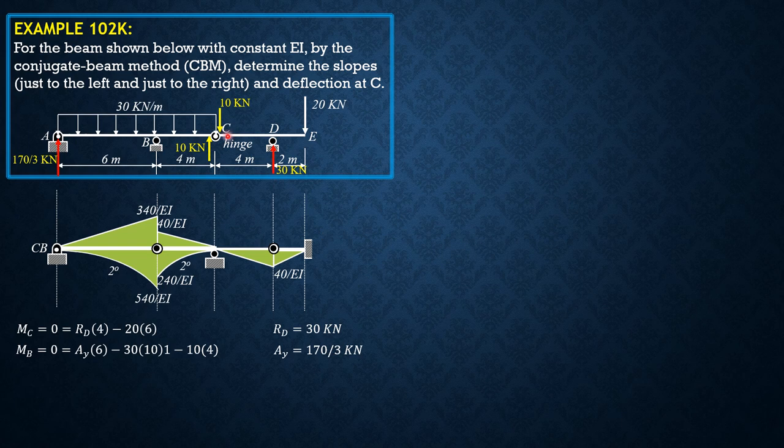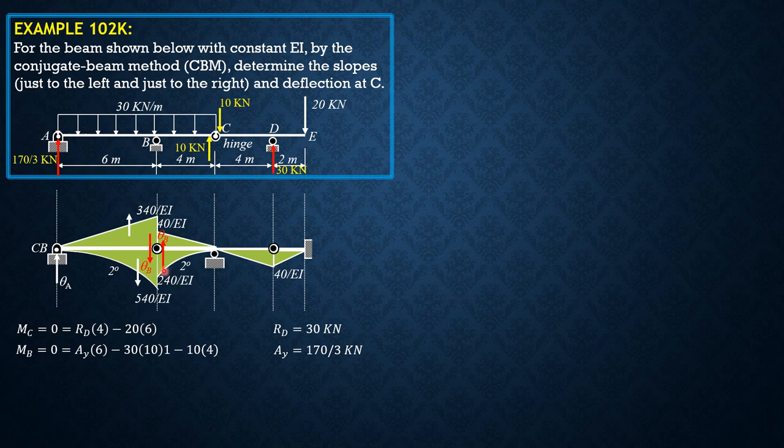Then to solve for the slope just to the left and the deflection at C, we need theta B. But to solve for theta B, we consider AB first. So call that theta A, the positive slope. There's only theta A, there's no deflection at A because that's a support. And we have theta B by action-reaction, also at B. There's no deflection at B or moment at B. So for our guide, we have an upward force here and a downward force here, corresponding to that area.